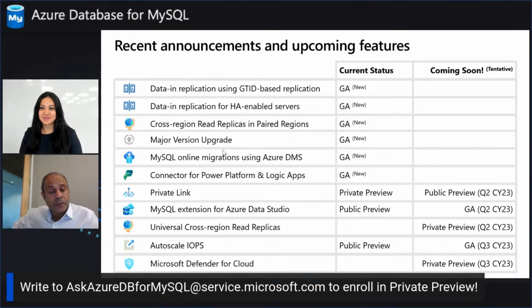The next feature is auto scale IOPS. This is one of the critical features which we released in public preview a couple of months ago, and we plan to have this GA in Q3 of calendar year 2023, so in the next couple of months. And finally, Microsoft Defender for Cloud for Azure Database for MySQL Flexible Server. We plan to have the private preview in Q3 calendar year 2023. So these are some of the features we had planned.